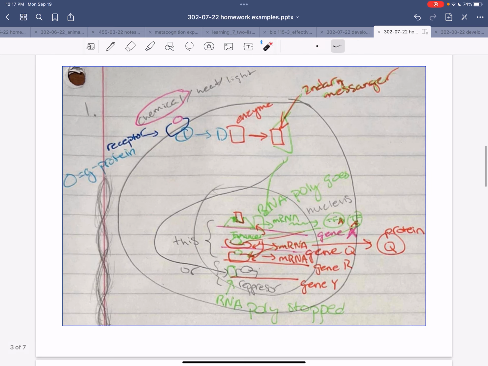Another example, just to show you there's lots of ways to do this. Here's our receptor, second messenger. Here is gene X in purple. And then protein X. It's the TF, here it is. Didn't need to show a second protein here. This green transcription factor X would have been enough. To gene Q, gene Y, and then our original second messenger combination is repressing gene Y.